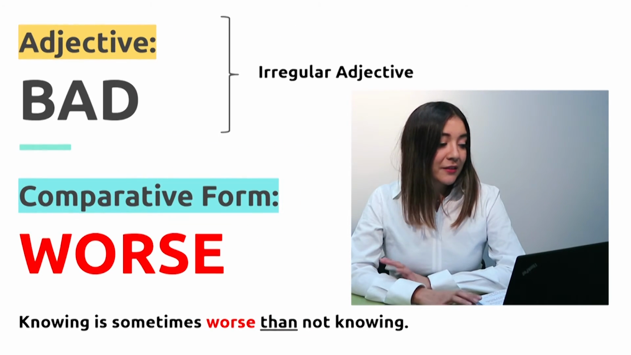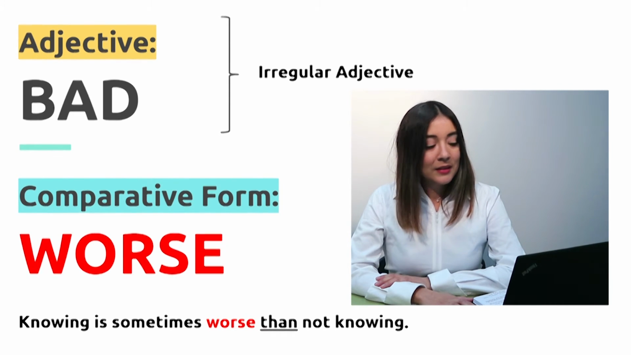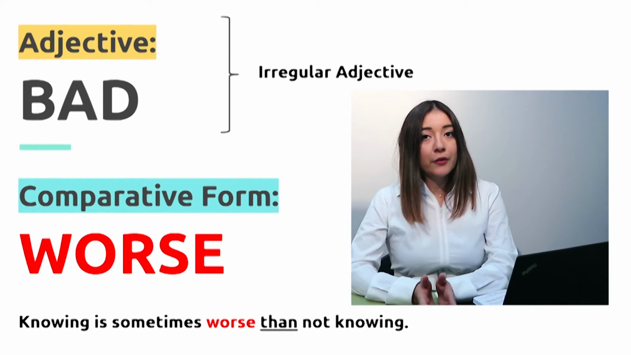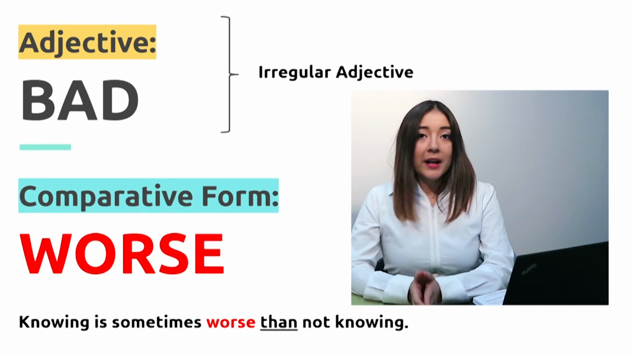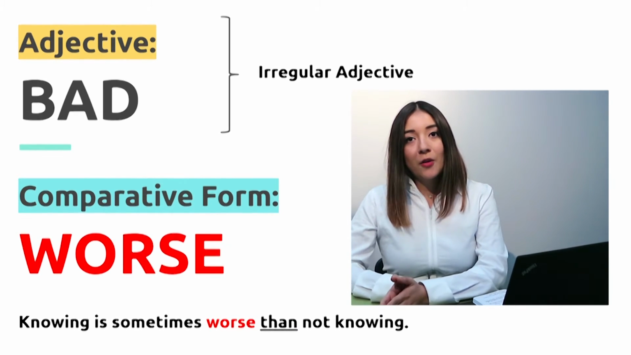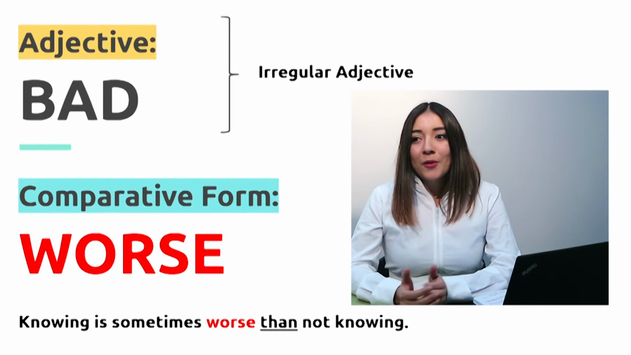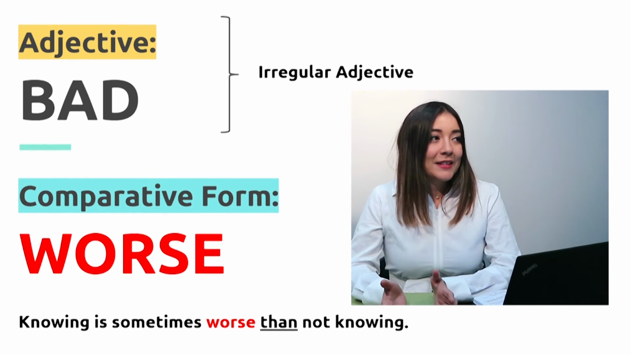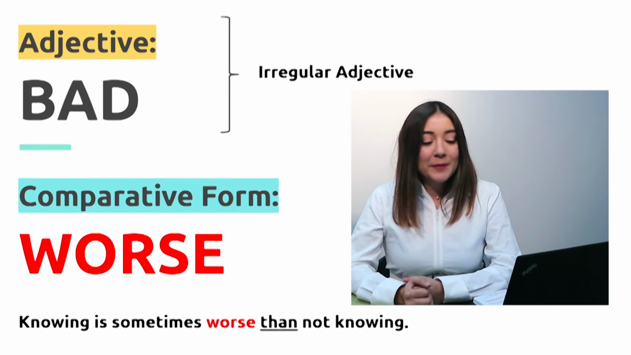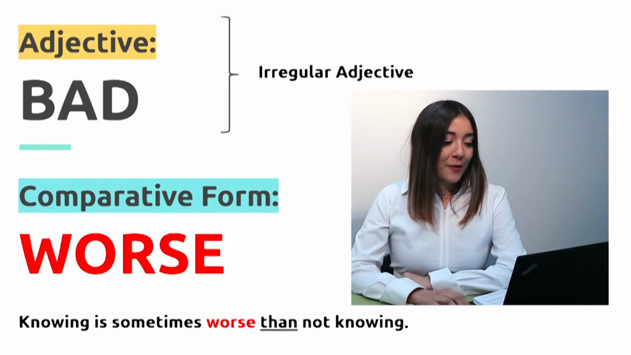Another irregular adjective is bad. We don't write badder or baddest. We change the word completely. In order to show the comparative form of bad, we write worse. Knowing is sometimes worse than not knowing. This is a common phrase where we learn something and we wish we didn't learn about it. So sometimes knowing is worse than not knowing.